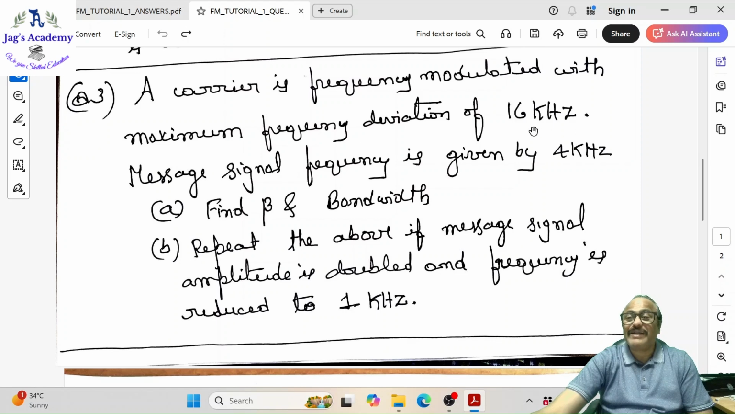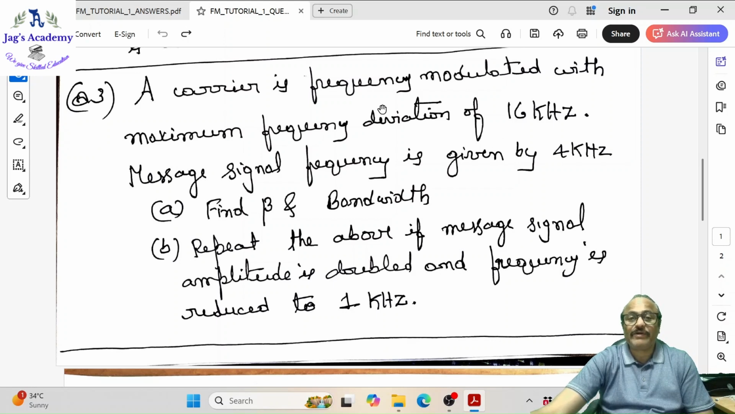Beta value is equal to delta F divided by Fm, and you can easily get your beta value here. Once you get the beta value, you can get the bandwidth, which is equal to 2 times (beta plus 1) into Fm. Right, and again the same question, repeat the above if the message signal amplitude is doubled and the frequency is reduced to 1 kilohertz. So for the next case in part B, the message signal amplitude is doubled, right?